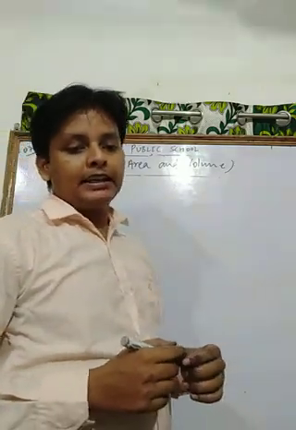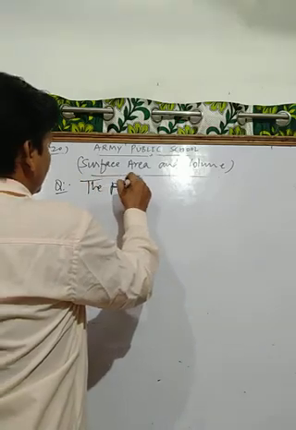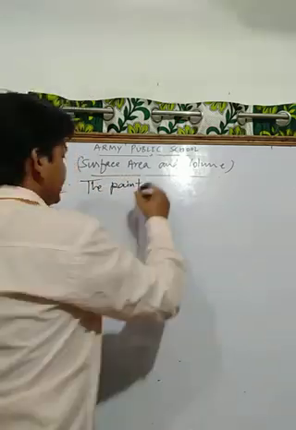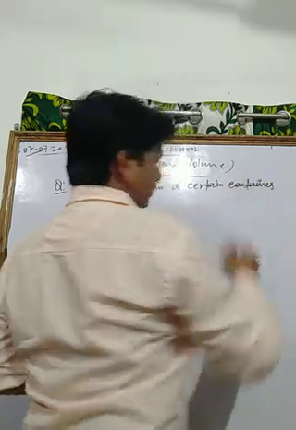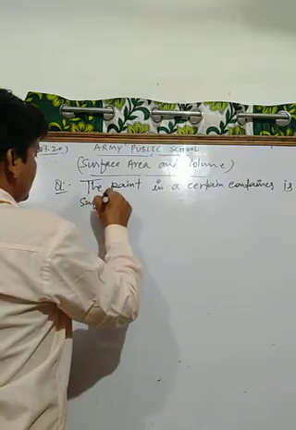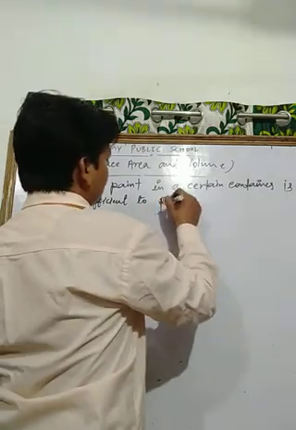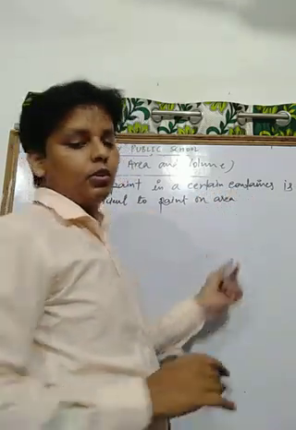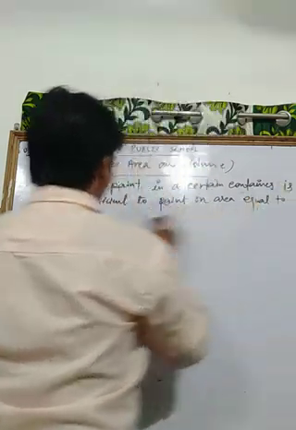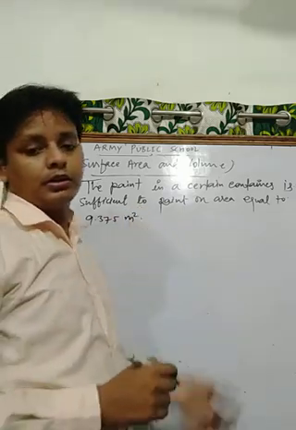The paint in a certain container is sufficient to paint an area equal to 9.375 meter square. Okay, this is your question statement.